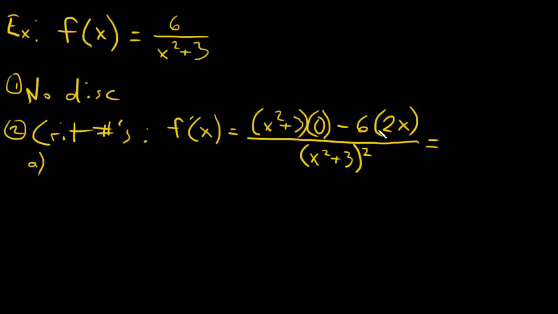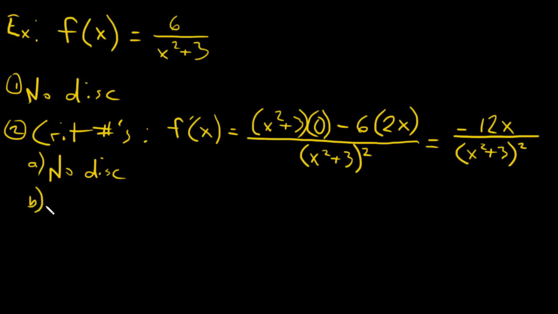What does that give me? That's going to give me negative 12x over quantity x squared plus 3 quantity squared. Alrighty? So now that I have my first derivative, this is my f prime of x, are there any discontinuities? Absolutely not. I cannot get this equal to 0, so when I square it, it's still not equal to 0, so there are no discontinuities for critical numbers. So we're good there. There aren't going to be any cusps with this one.